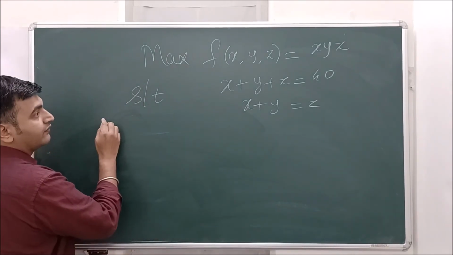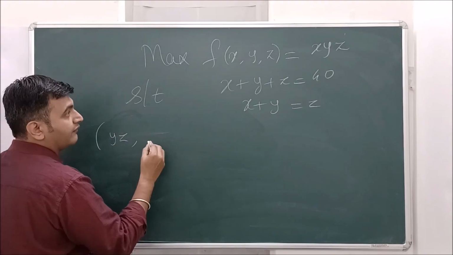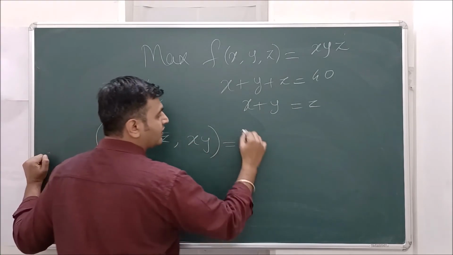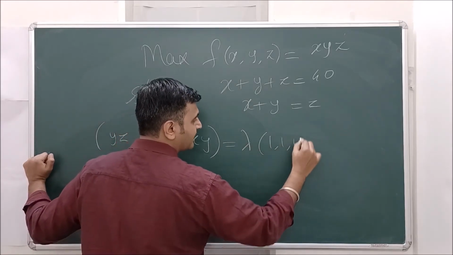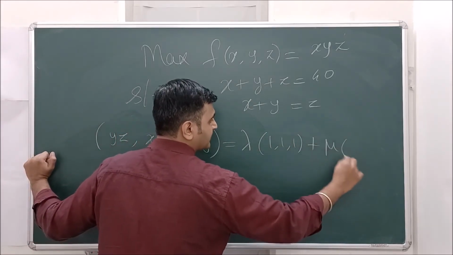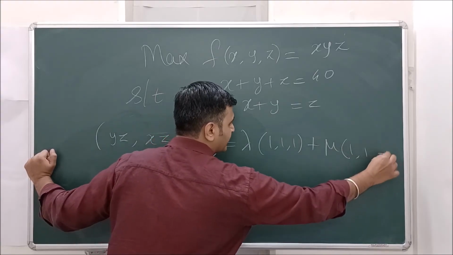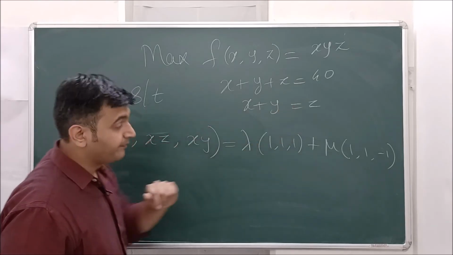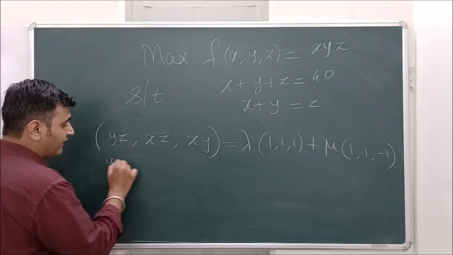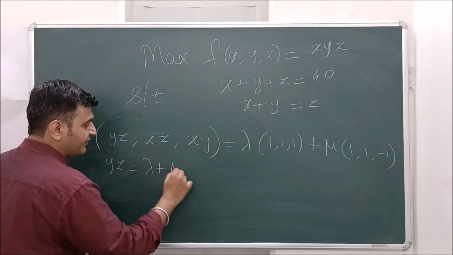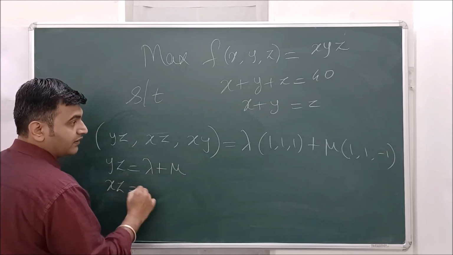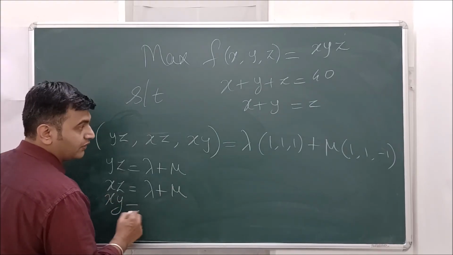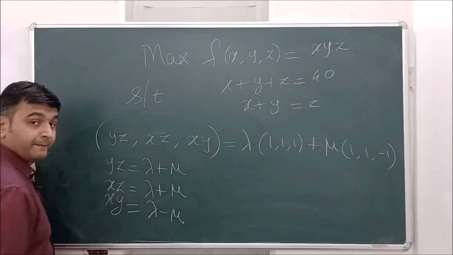So what is grad of f? It is yz for the partial with respect to x, then f with respect to y and f with respect to z, equal to lambda times the gradient of g1 with respect to x, y, z plus mu times the gradient of g2 with respect to x, y, z, because g2 is x plus y minus z. So the first thing you have is yz equal to lambda plus mu, you have xz equal to lambda plus mu, and you have xy equal to lambda minus mu.